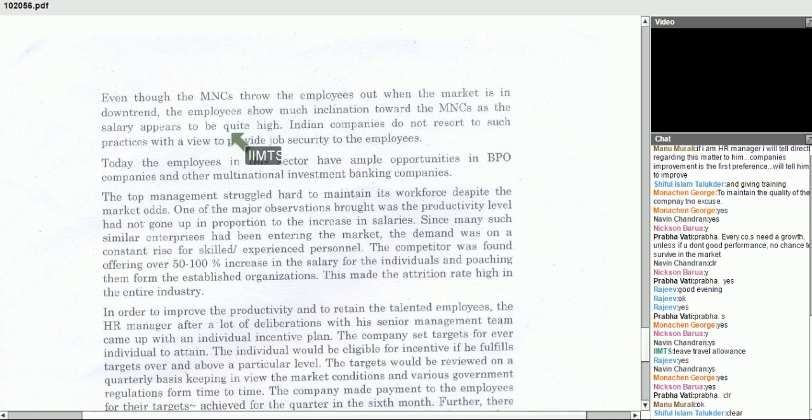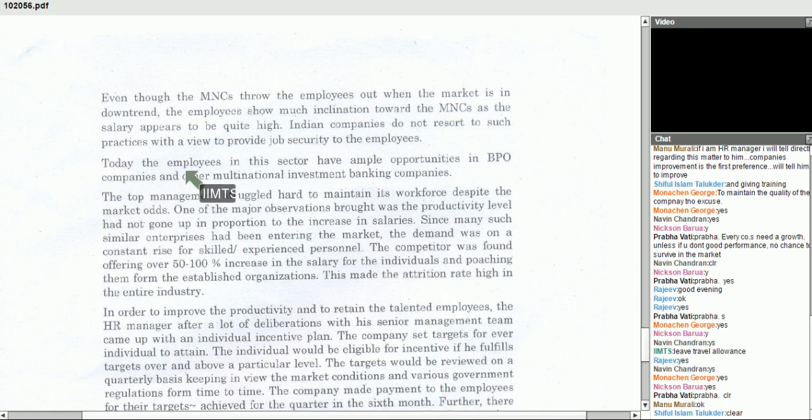Show much inclination towards the MNCs as the salary, because the salary of MNCs is very good. Indian companies do not resort to such practices with a view to provide job securities to the employees. Indian companies focus more on the job security. Right, their salary is not equal to the MNCs, but they have a job security.